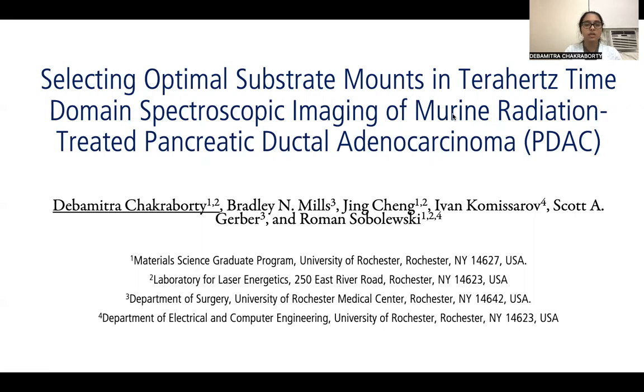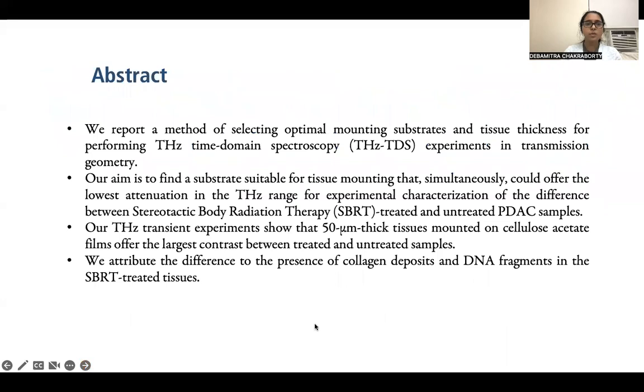This work has been done in collaboration with Gerber Lab at the Department of Surgery at the University of Rochester Medical Center. So basically, in this work, we report a method of selecting optimal mounting substrate and tissue thickness for performing THz time domain spectroscopy, or THz TDS experiments in transmission geometry.